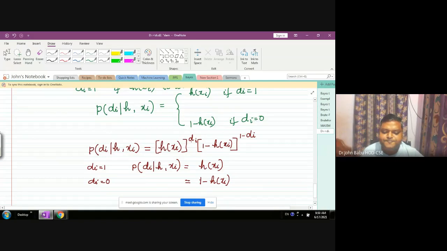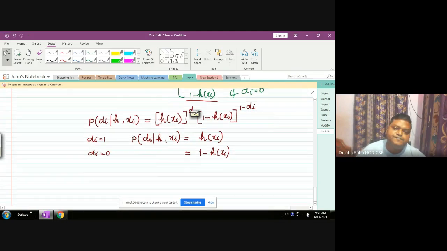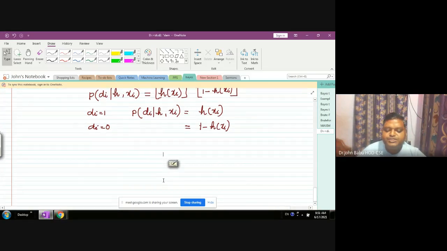Is it clear? This equation I represented as h of xi to the power of di into 1 minus h of xi to the power of 1 minus di. If di is equal to 1, this term goes off. And if di is equal to 0, this term goes off, and this answer will come. Okay? Yes, sir.